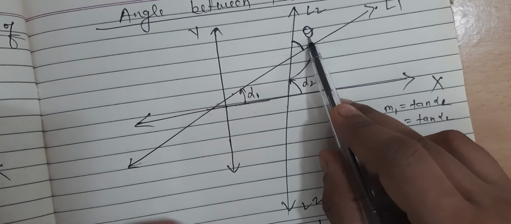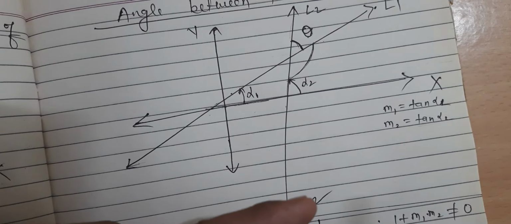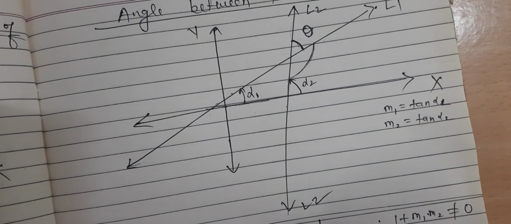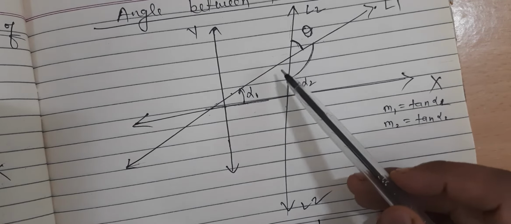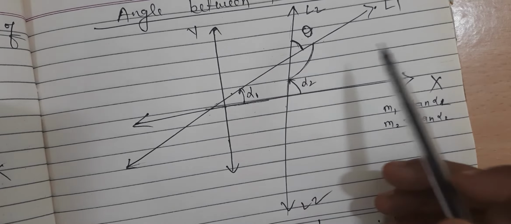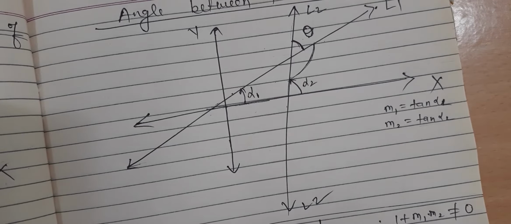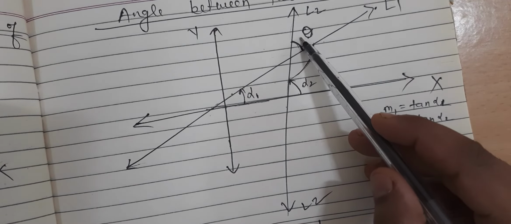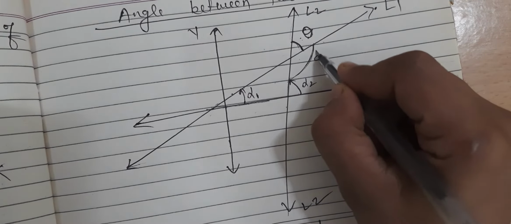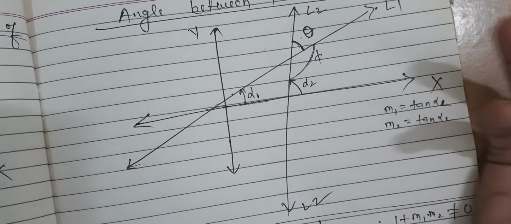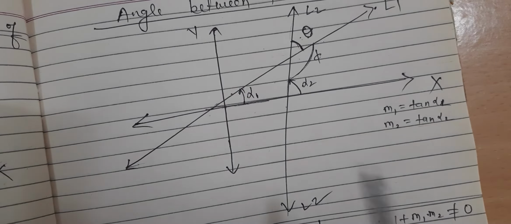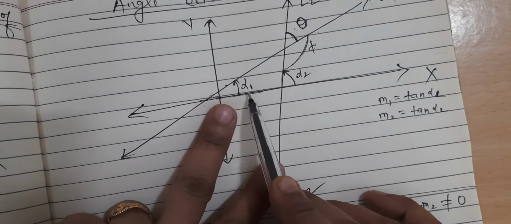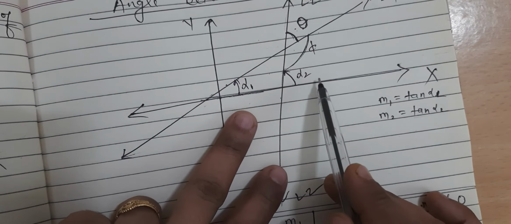So we know that when two lines intersect each other, they make two pairs of vertically opposite angles, such that the sum of any two adjacent angles is 180 degrees. It means here this theta and this angle, let it be phi, they form a linear pair, so of course their sum is 180 degrees. Now we have to find the relation between alpha 2 and alpha 1.